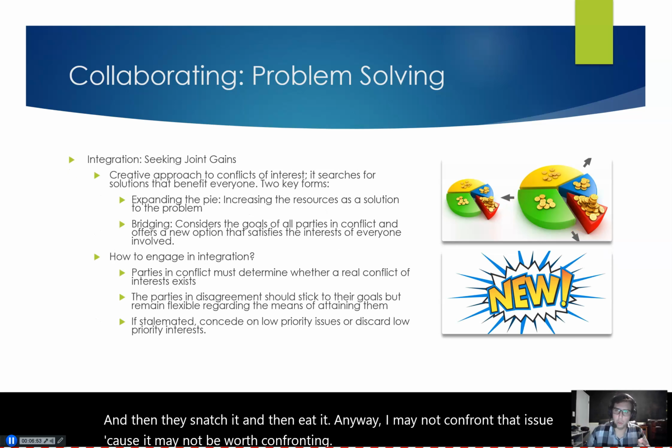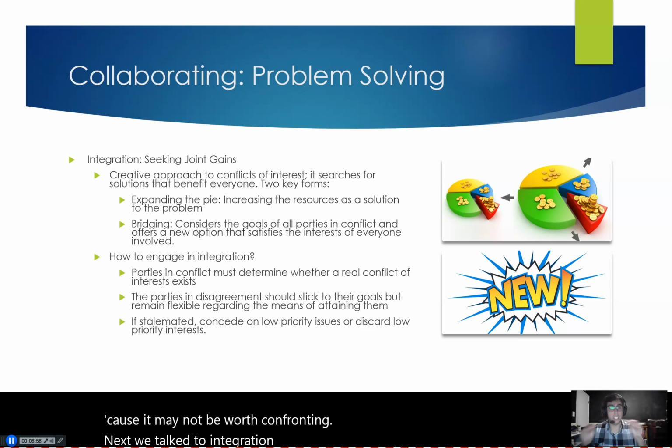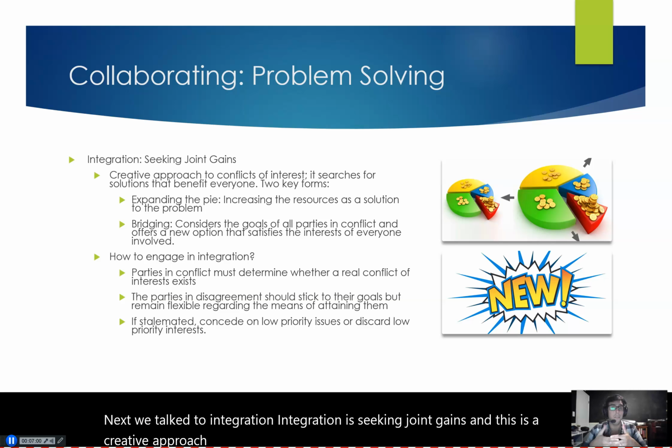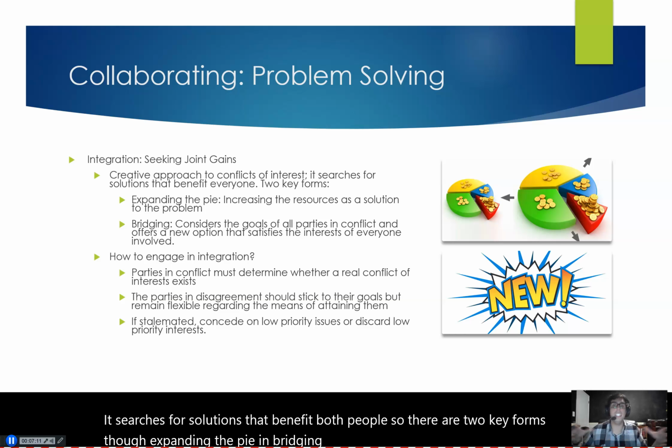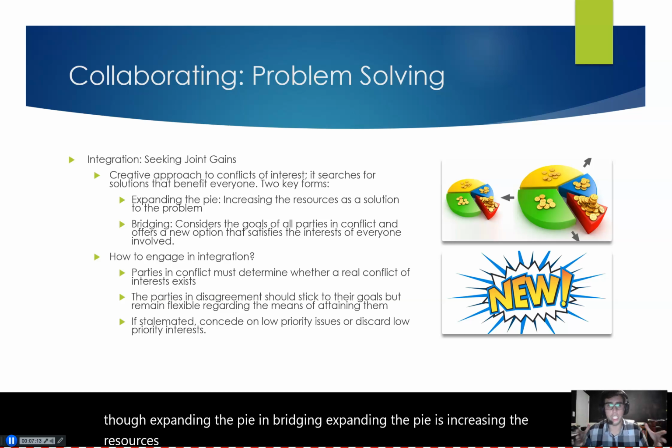Next, we talk about integration. Integration is seeking joint gains, and this is a creative approach to conflicts of interest. It searches for solutions that benefit both people. There are two key forms though: expanding the pie and bridging. Expanding the pie is increasing the resources as a solution to the problem.